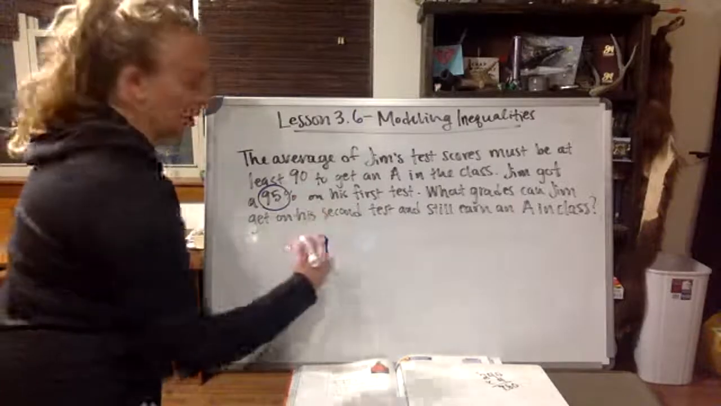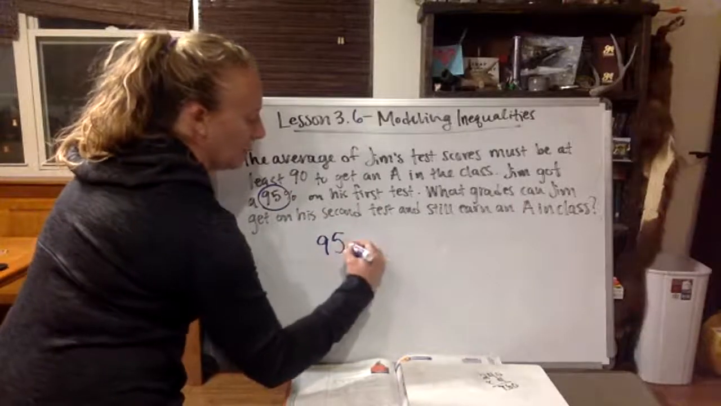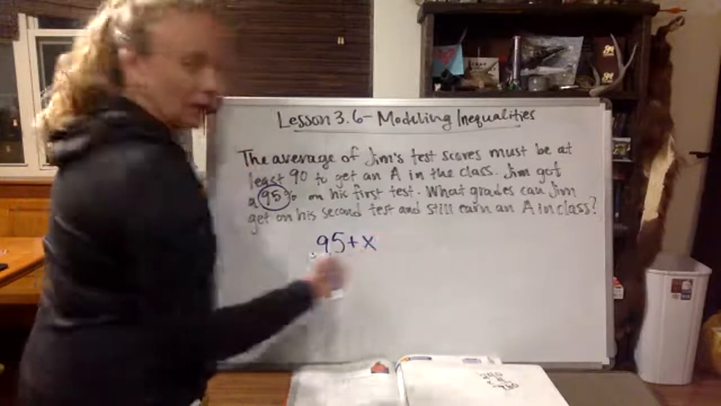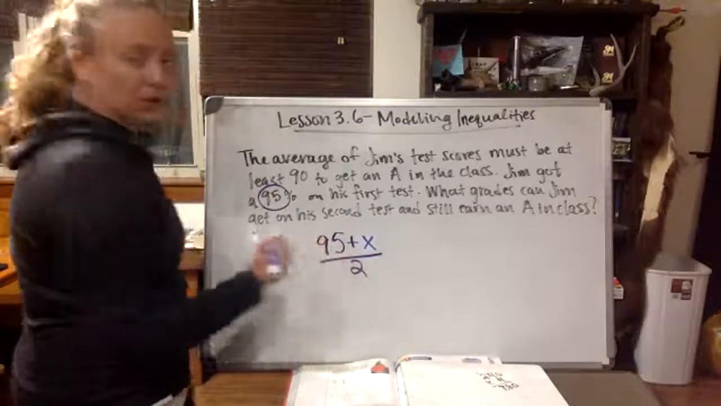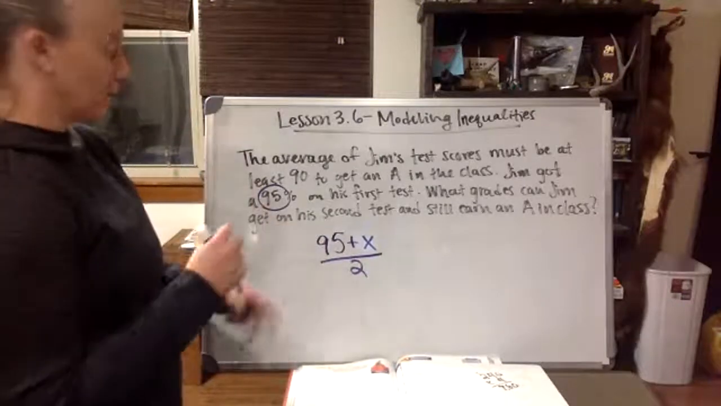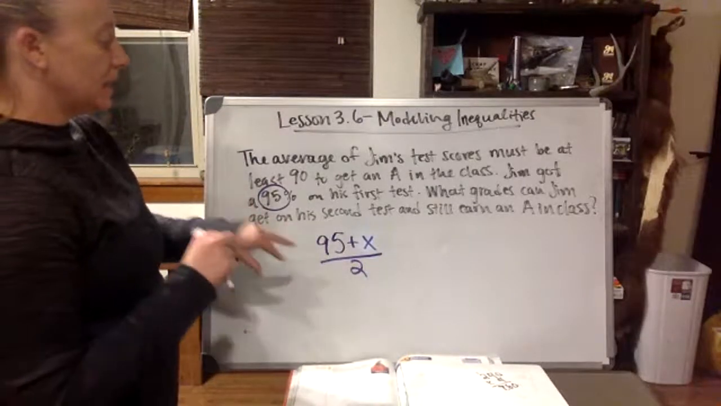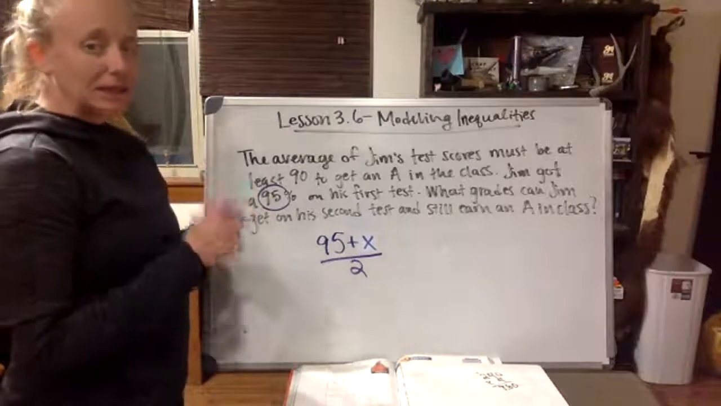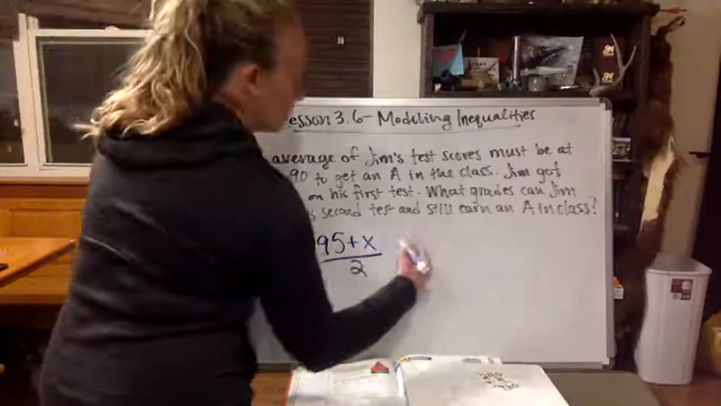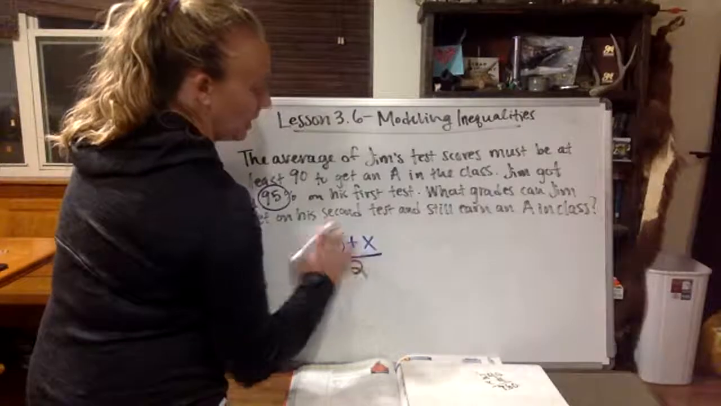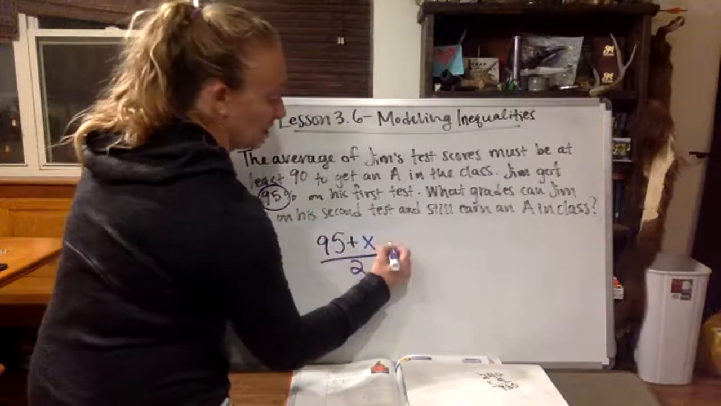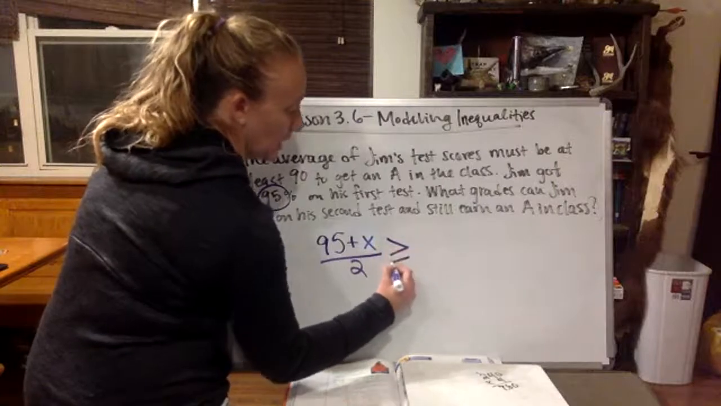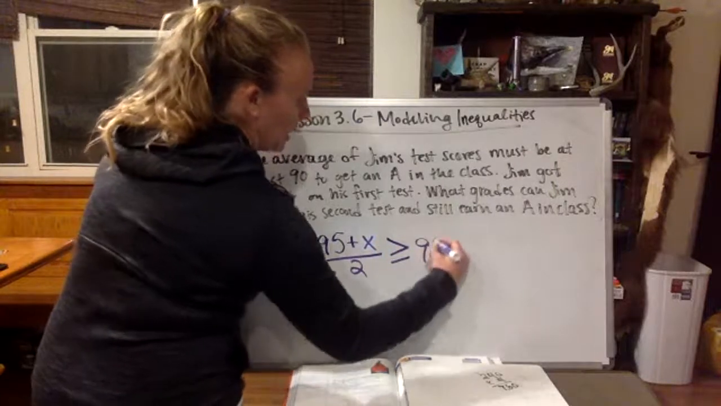And then we're averaging both the tests, so we don't know what the other test score is. And since we have 2 tests, we're dividing this by 2 to find the average of the 2. These need to be at least 90%. So if it's greater than 90%, that's a good thing. So we can say this has to be greater than or equal to 90.